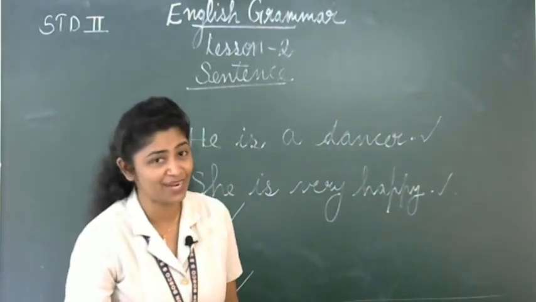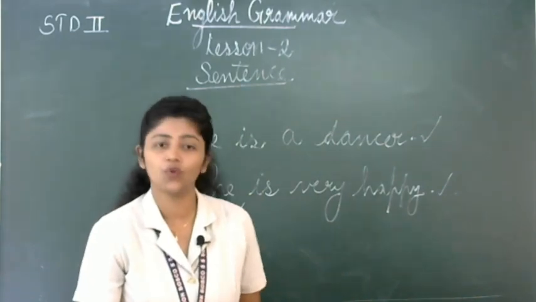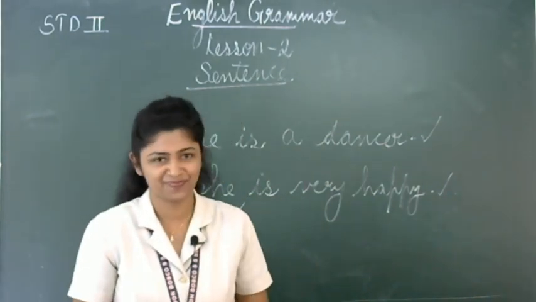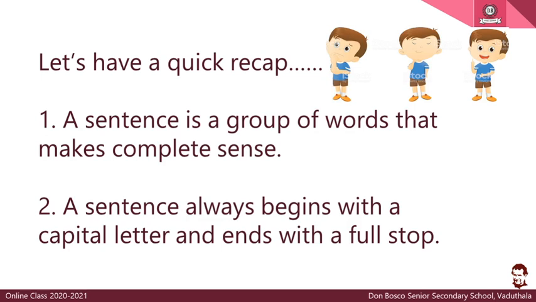Okay. So, hope you understood that very well, children. Now, let's have a quick recap. Teacher is going to explain once again. Please listen to me, all. So, what is a sentence? A sentence is a group of words that make complete sense, starting with a capital letter and ending with a full stop. So, how will we say that? A sentence always begins with a capital letter and ends with a full stop.